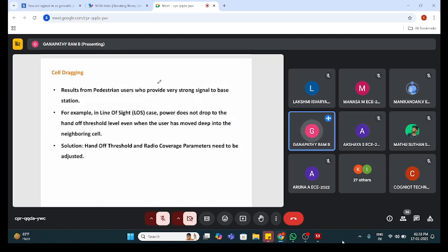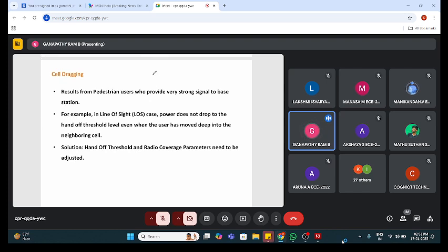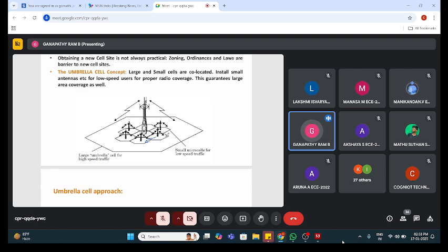Then cell dragging. Suppose you consider two different base stations, say this is cell area A and this is cell area B, and a mobile equipment is moving from cell A to cell B.